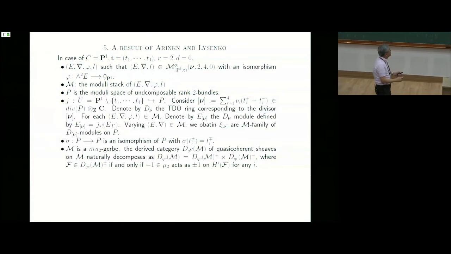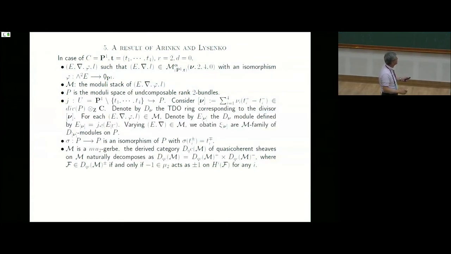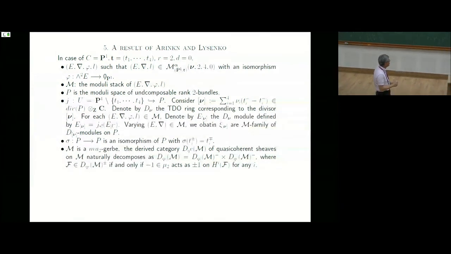But if you vary this connection on M, you have Z nu, so you can obtain the M family of the D nu modules on P. Okay. And the P has an isomorphism of it, like that, just changing these 2 points. I'm sorry, M has a mu 2 action. So the derived category of quasi-coherent sheaves on M naturally decomposes as plus or minus, such that mu 2 acts as minus 1 or plus 1 on the cohomology group.